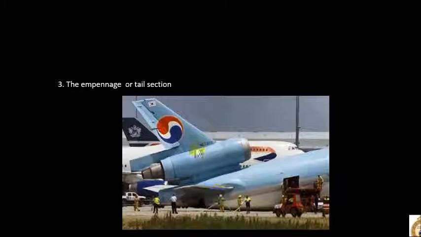Here's the horizontal and the vertical stabilizer. Now I put this in for comic relief because somebody did not load this plane right, and it wound up on its tail.